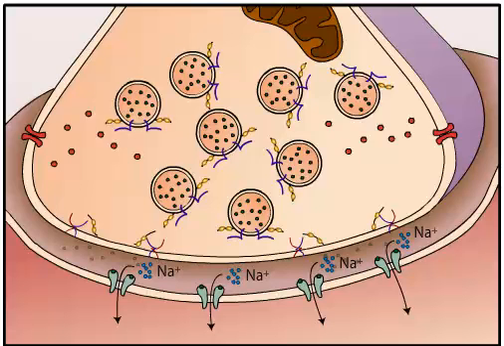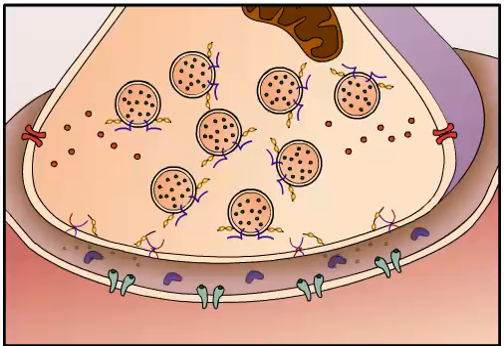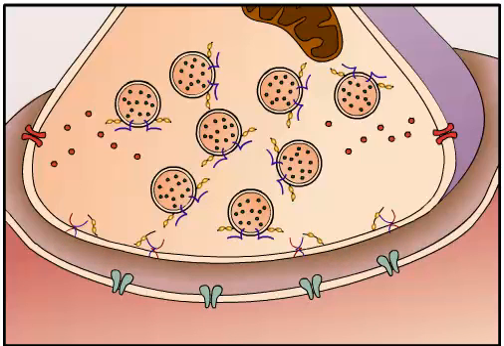Transmitters are inactivated or removed rapidly from the synaptic cleft so that transmission is brief and accurately follows the presynaptic input signal. For acetylcholine, an enzyme in the synaptic cleft, acetylcholinesterase, breaks down acetylcholine into choline and acetate. The release of transmitter from the receptors causes the channels to close.